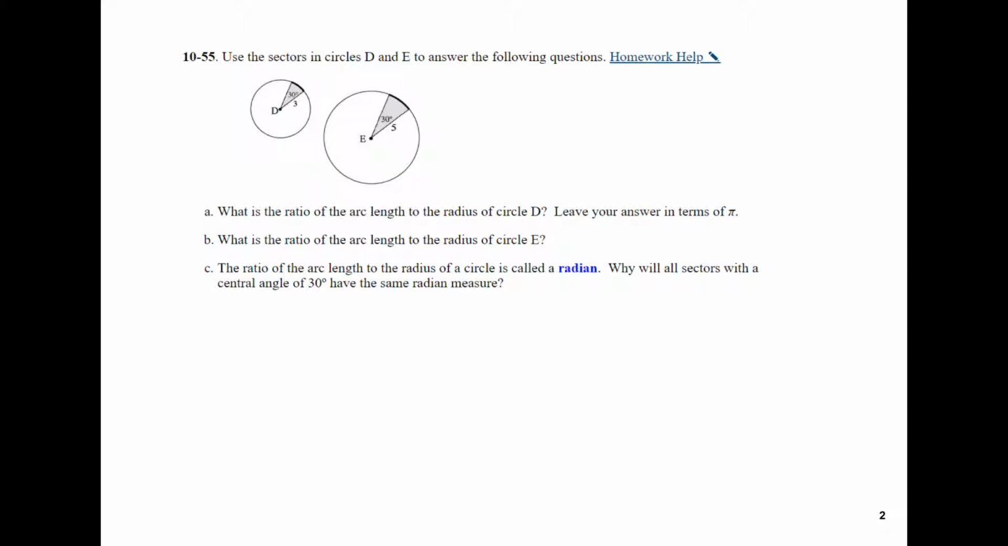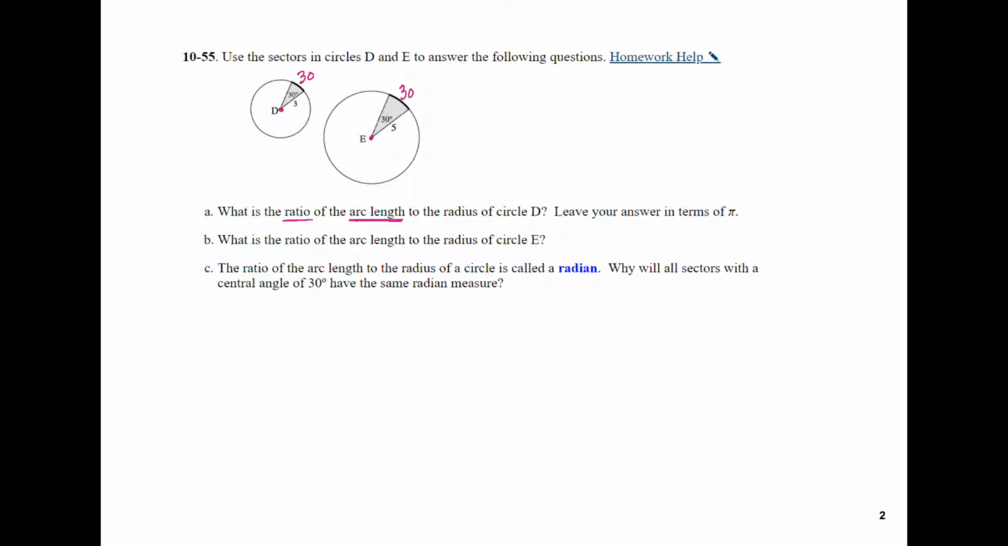1055 says, use the sectors in circle D and E to answer the following questions. So we know that the radius of circle D is 3 and the angle is 30 degrees. We know that the angle is still 30 degrees for circle E and the radius increases to 5. What is the ratio of the arc length? So remember, these are both central angles. So our arc length is 30 degrees and 30 to the radius of circle D. Leave your answer in terms of pi.